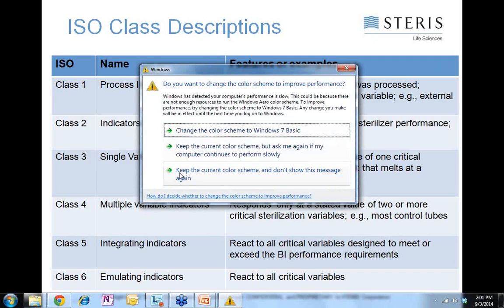The very last point is that the air removal test really should be performed on a daily basis, and if you're following ISO, is recommended by ISO 17665-1. So Ken, take it back to you.